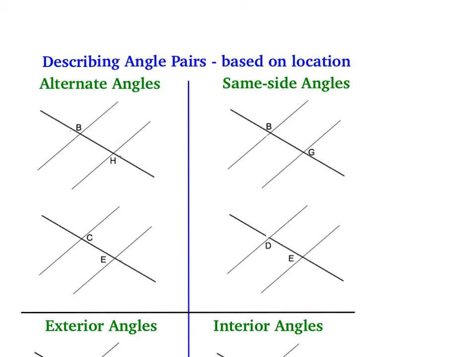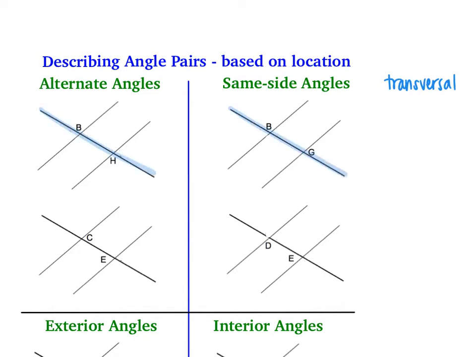In our last lesson, we learned about the specific angle pairs created when a pair of parallel lines is cut by a transversal. Before we move on, let's review. Most of these angle pairs are named based on the location of the angles. So the first way to describe their location would be in regards to where they are compared to the transversal. Remember, the transversal is the line that actually cuts through those parallel lines.